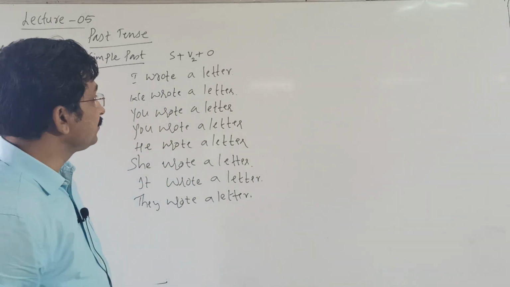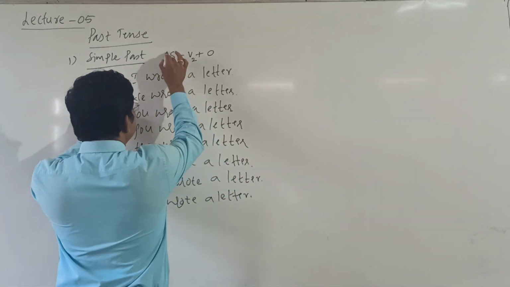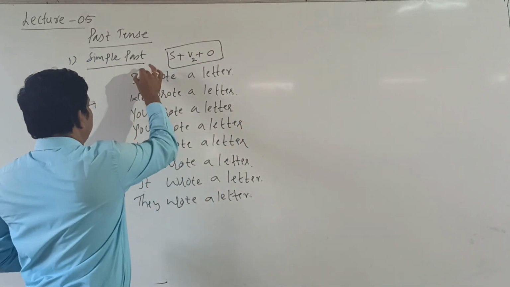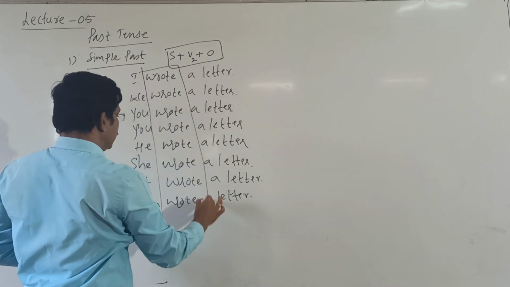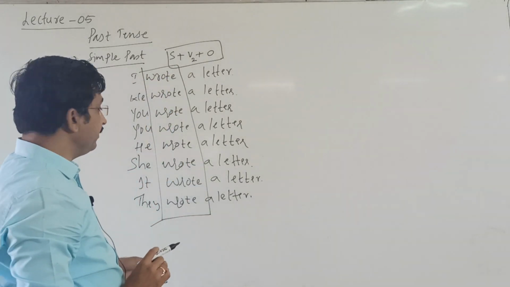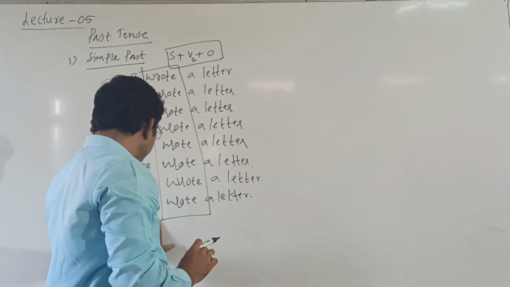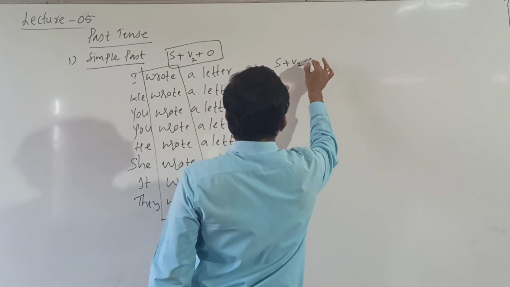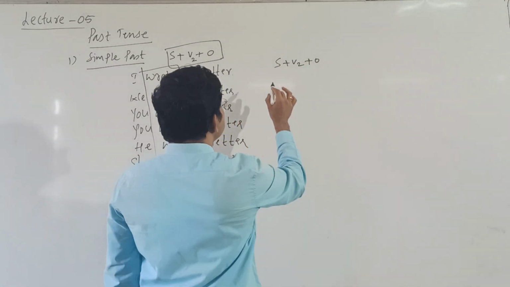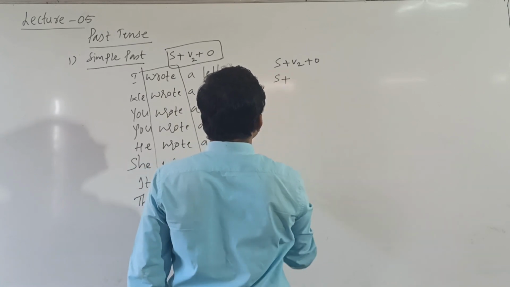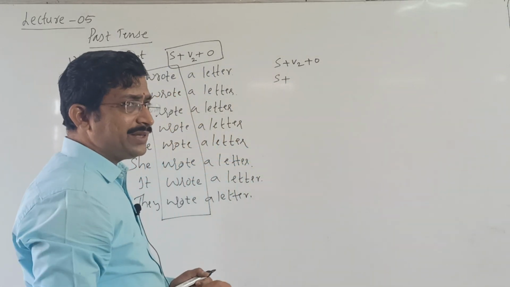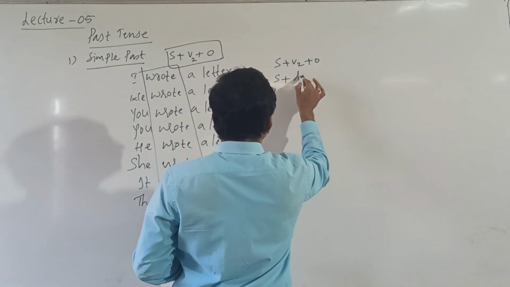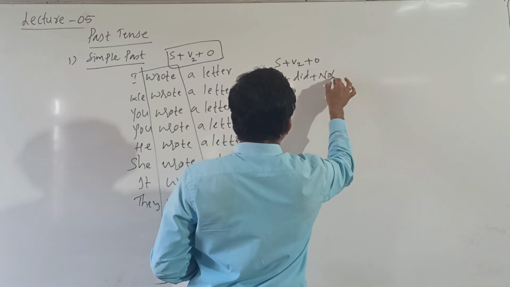So simple past tense. What is the structure? S plus V2 plus O. The past form of V1, that is wrote, is used. This is the positive sentence. Its negative is S plus... How to make negative? By adding not with the helping verb. Here it is did plus not.